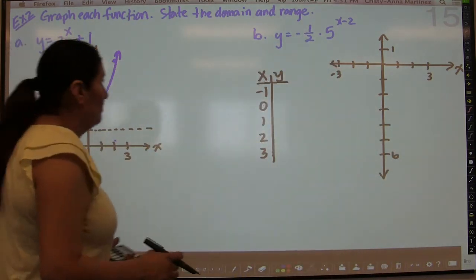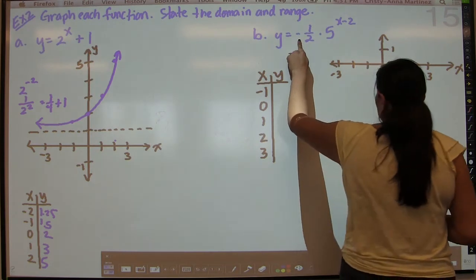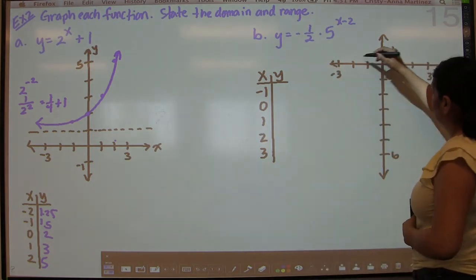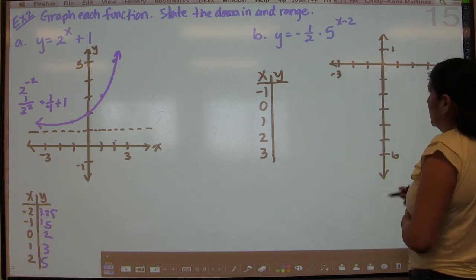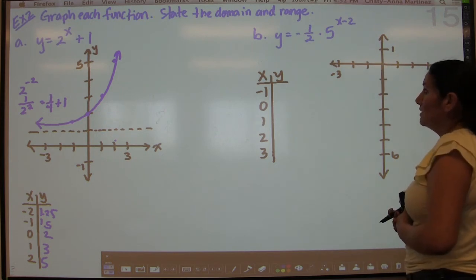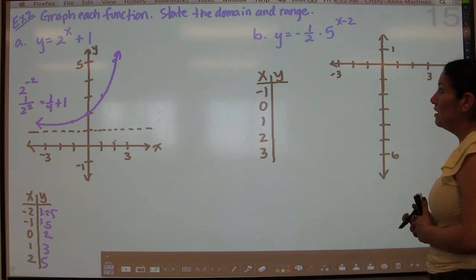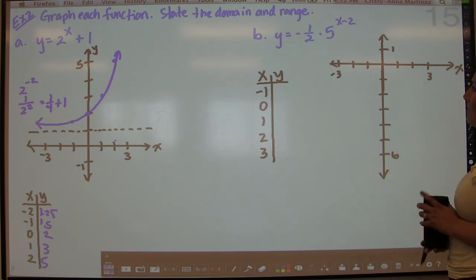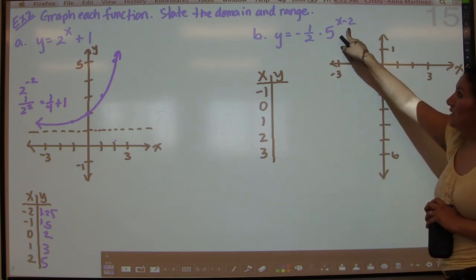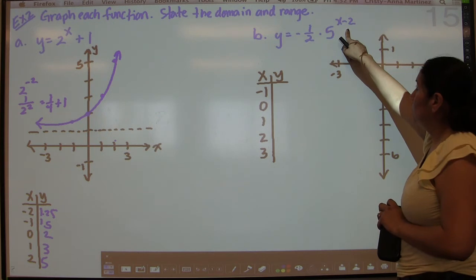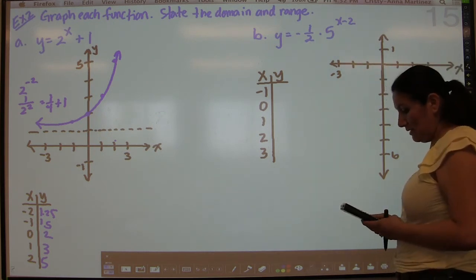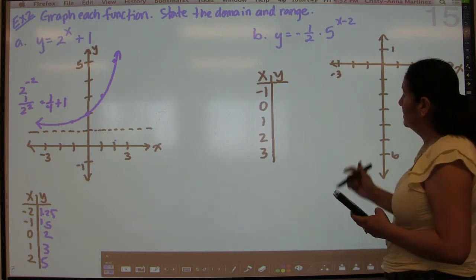We have a couple of things going on. The negative is going to tell me that the graph is going to flip. Instead of it being this direction, it's going to go down this direction. The 1/2 also tells me that that number is less than 1. So therefore, this graph is going to have a compression. It's going to be a little bit wider. And then the x minus 2 tells me that it's going to shift 2 units to the right. And so there we go. So I'm going to expect all those things to happen, but we're going to plug in some numbers here.